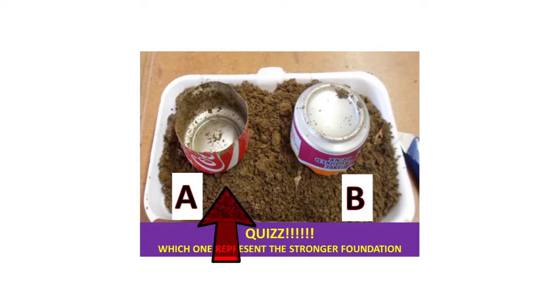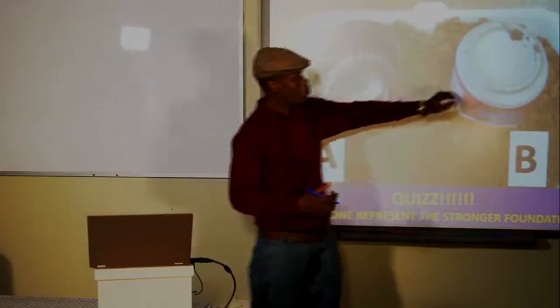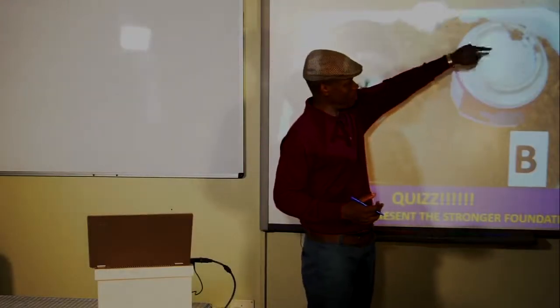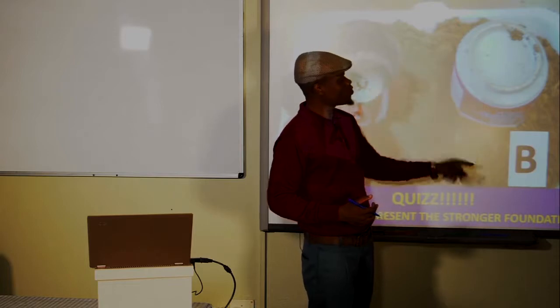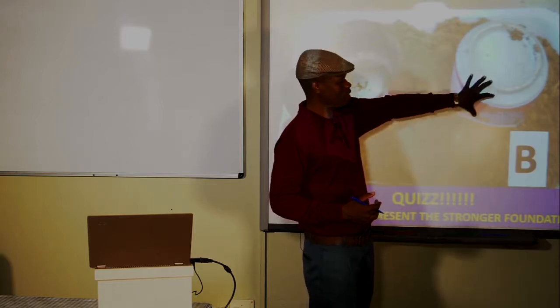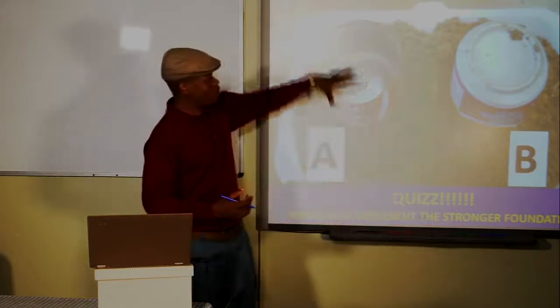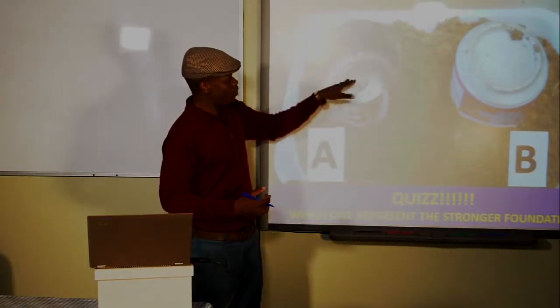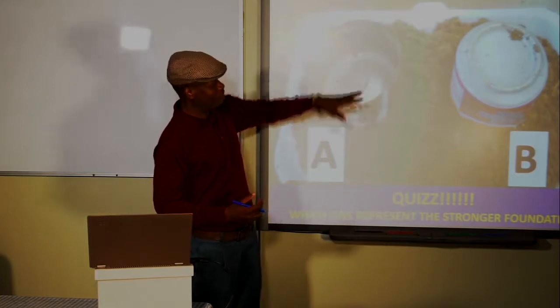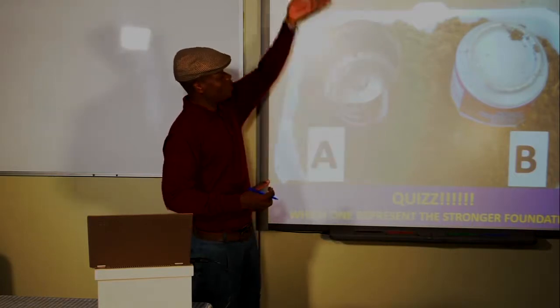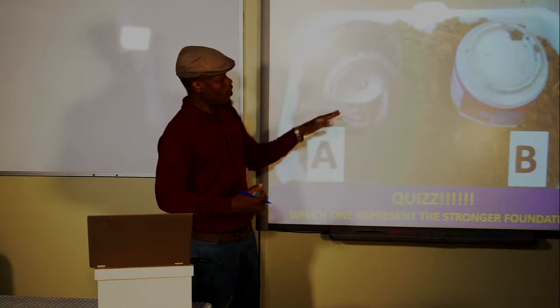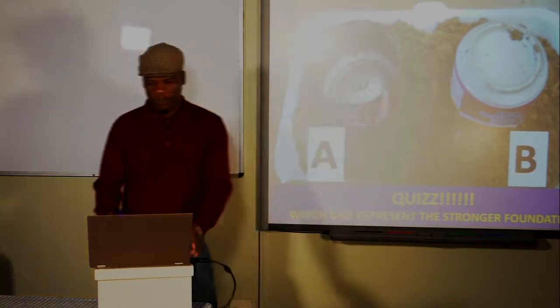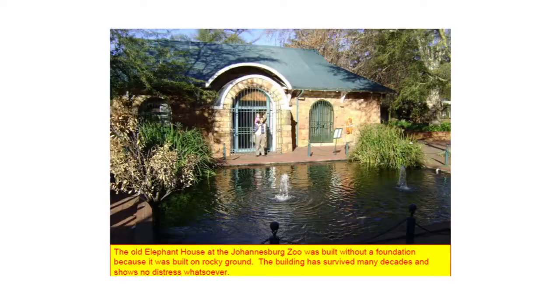Because if I put a load on top, if I put a brick on top of this tin, it is going to sink down into the soil. That means this foundation is not going to be strong. But if I put a brick on top of this one, the base of this tin is going to be able to support the material placed on top. So you can do that experiment in your own time.